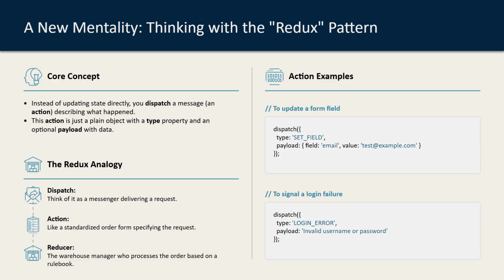Let's take a look at the example on the right. If we want to update a form field, we would dispatch an action, probably something to the effect of set field, which would include the field change plus the new value in the payload. And if the login fails, we could dispatch something like login error with the error message.